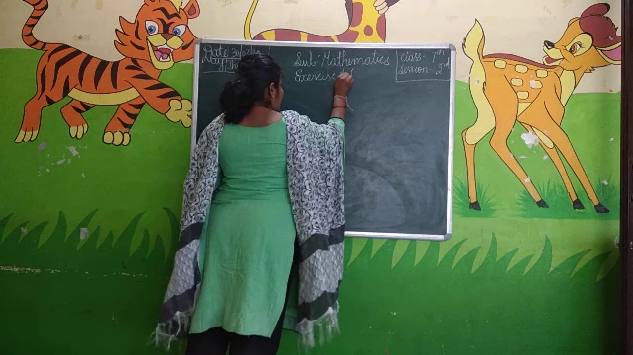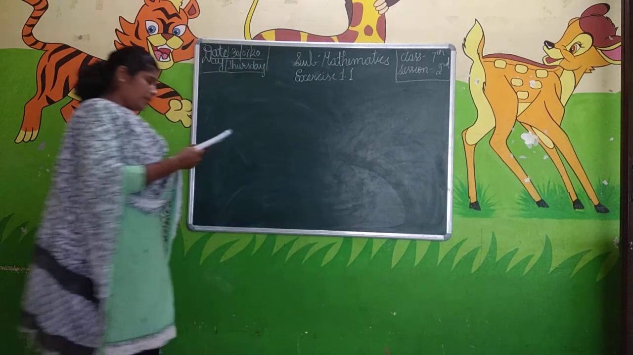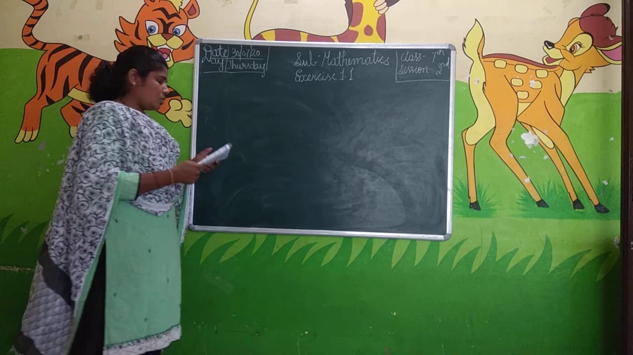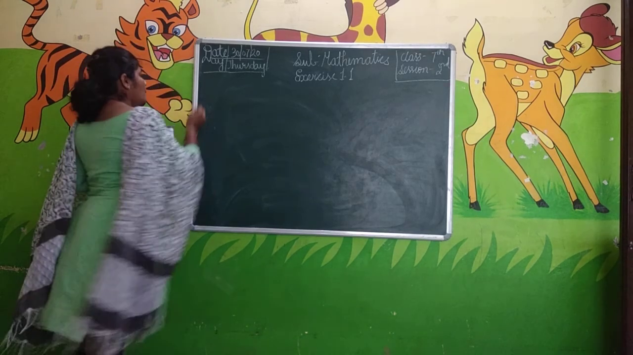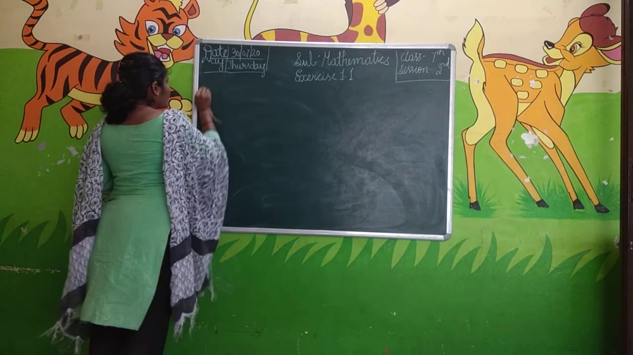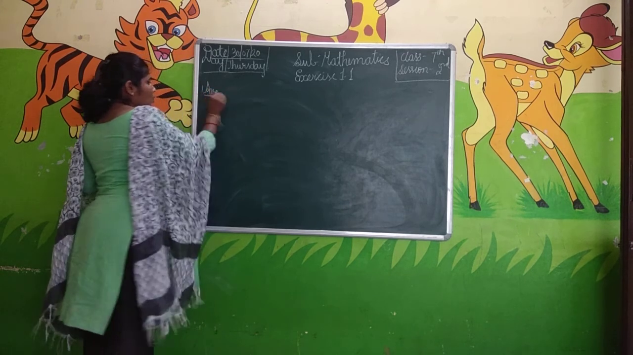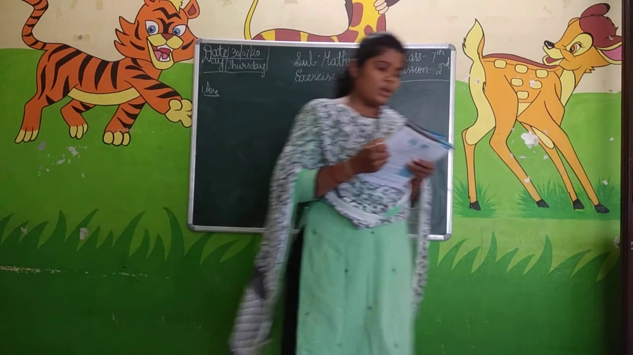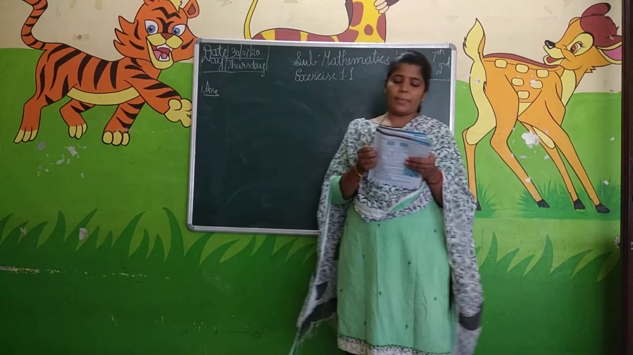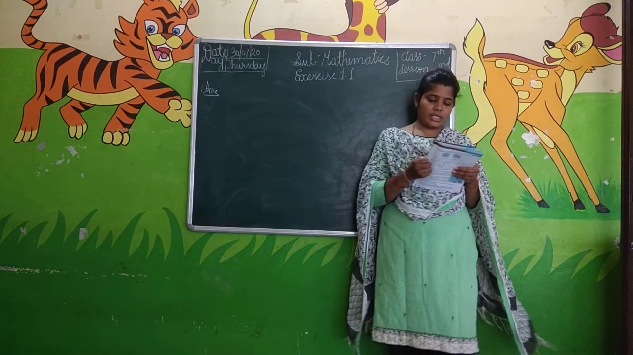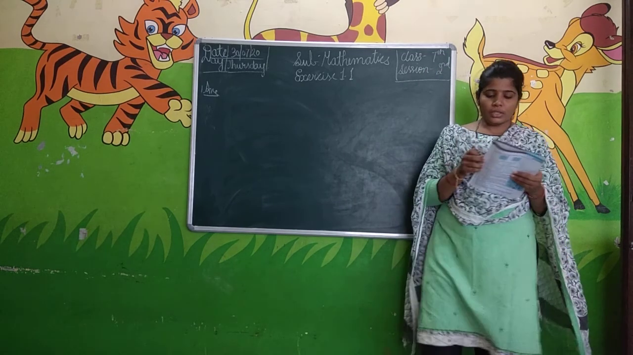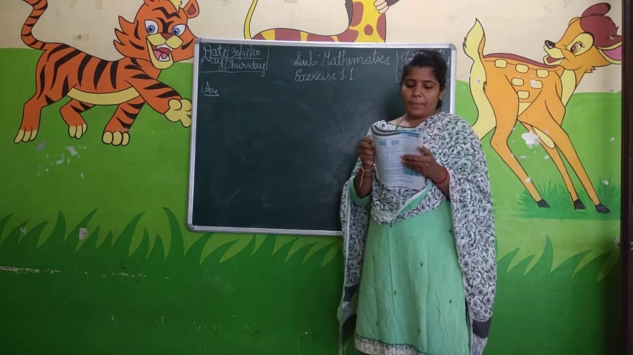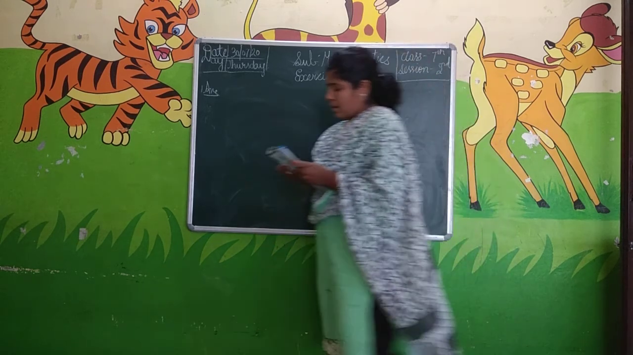In the last class I had not done the first problem; I did the second and third. So now I will do the first problem. I will send the question in the WhatsApp group. The following number line shows the temperature in degree Celsius at different places on a particular day.